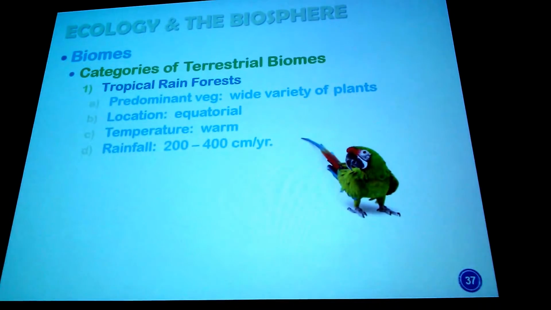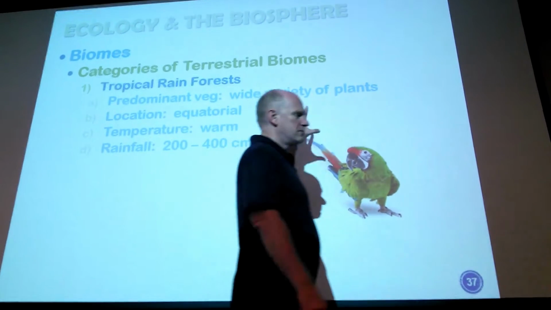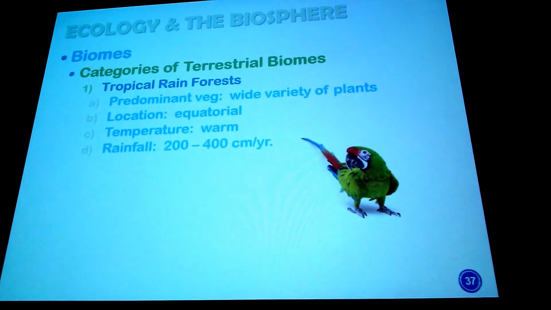Categories of terrestrial biomes. I'm going to have this set up, A, B, C, D, the same way each time as we go through. What I could do is give you the characteristics of a biome. You have to tell me which biome it is. For instance, predominant vegetation, a wide variety of plants, location, equatorial. Nobody else is going to be equatorial. There are others that are going to be warm, but look at the amount of rainfall. That's what makes it a tropical rain forest. 200 to 400 centimeters per year. That's a lot.